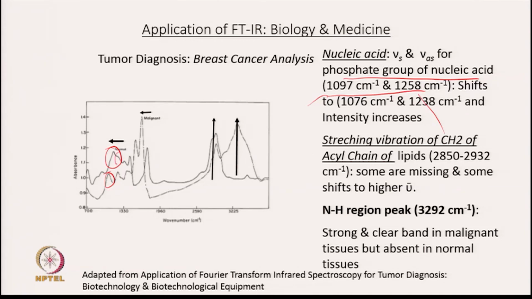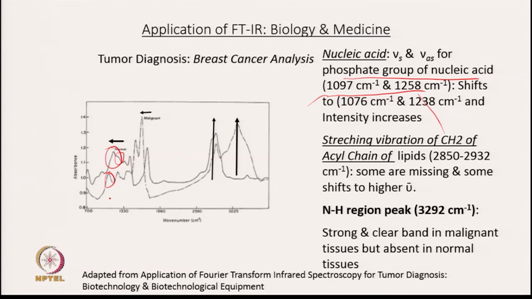Similarly, 1258 is going to 1238. So the shift is towards lower wave number and the intensity decreases. Here you can see the intensity decreases.